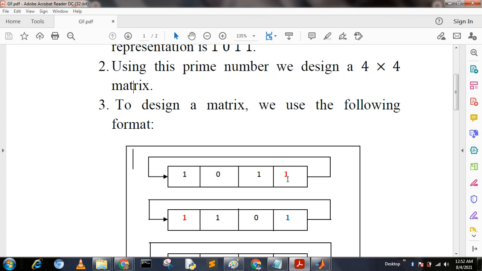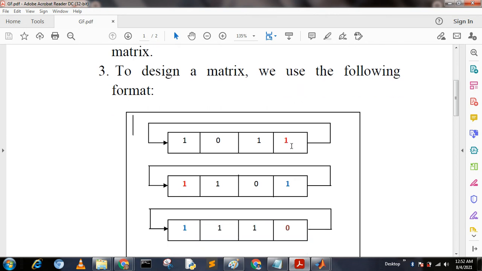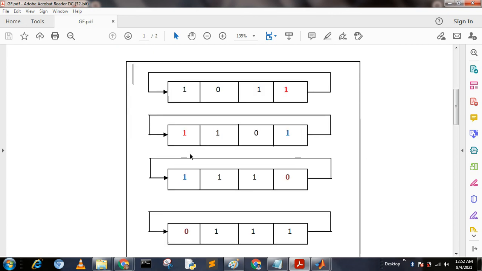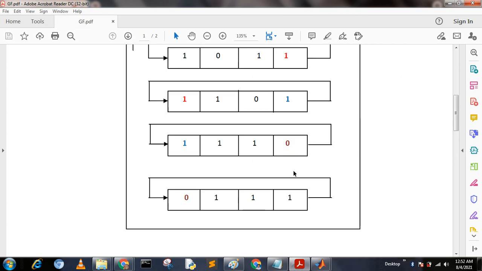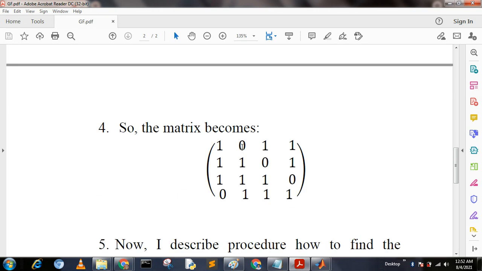Then we apply four circular shift operations. That is, the 1 goes to the left side, then the first shift becomes 1, then we write 110011. Then apply the second circular shift, that is 1 1 1 1 1 0 0. Then apply the third circular shift, that is 0 1 1 1 1 1 1. Proceeding in this way, we can design our matrix, that is 1 0 1 1 1 1 0 1 1 1 1 0 0 1 1 1.